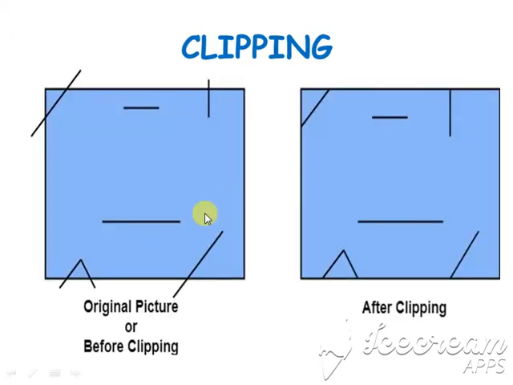See here the example. This is the original picture. A few lines are inside the window and a few lines lie partially inside the window. This is before clipping. After clipping, the lines which lie outside the window have been eliminated. This is the resultant picture we obtained after the clipping.